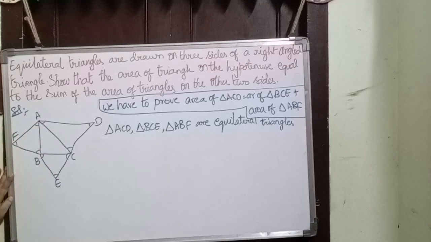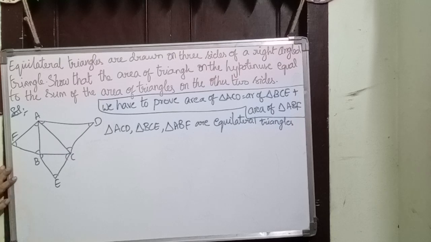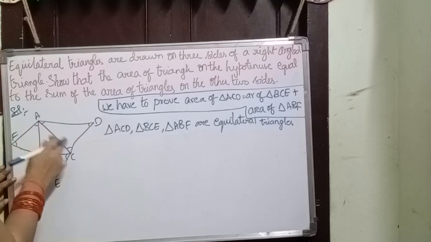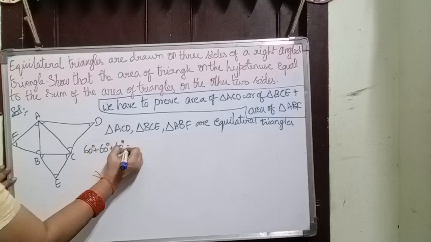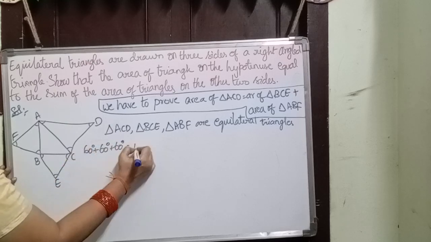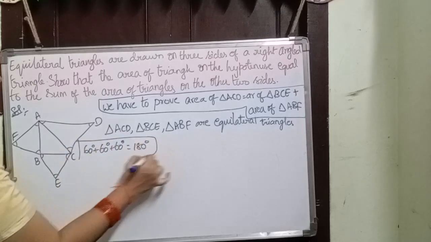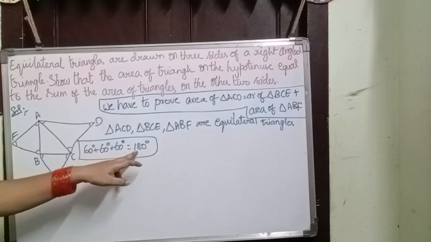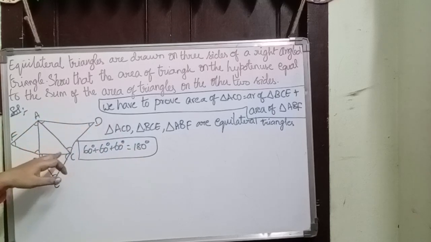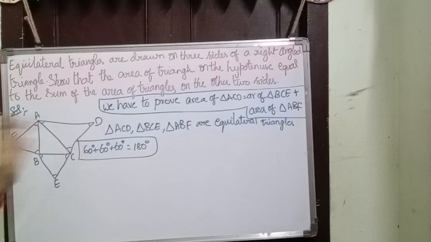In an equilateral triangle, all the angles are 60 degrees. If each angle is 60, what do you get? 60 plus 60 plus 60: 6 plus 6 is 12, 12 plus 6 is 18. So we got 180 degrees. The sum of the angles of a triangle is 180. If we add all three angles, we get 180. That means each angle of an equilateral triangle is 60 degrees. So all the angles of these equilateral triangles are equal.